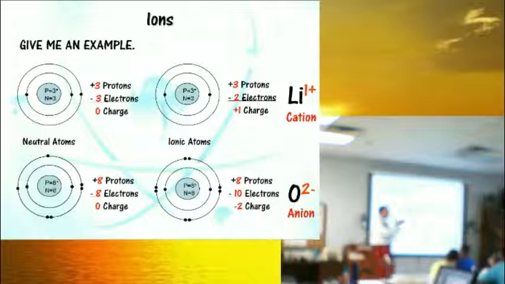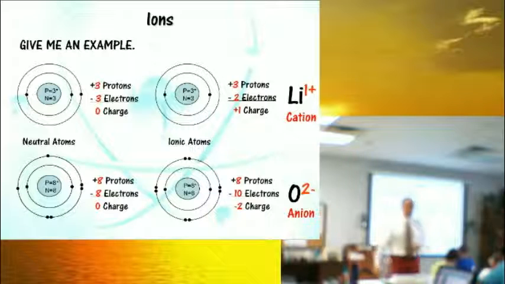So 5, actually 4 is the cutoff. Carbon could go either way. Carbon could either lose 4 or gain 4. Okay? Anything lower than that is usually going to lose them. Okay, let's do some practice together.